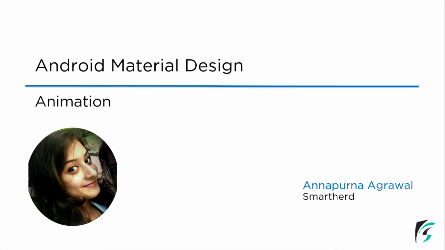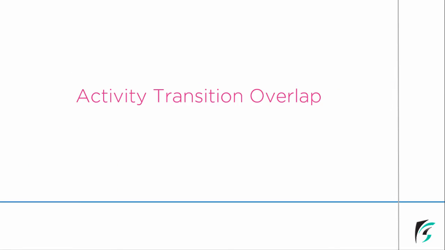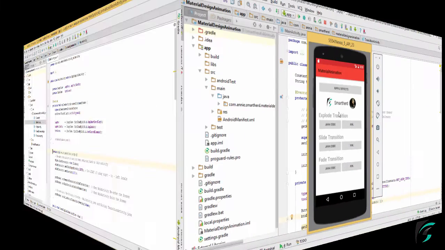In this video, I will be sharing a few tips on activity transition overlap. This video will tell you about how to make the transition between the activities more beautiful and smoother. So let's switch to Android Studio and see what the previous app we had made was and what small little changes can make it more beautiful. Let's switch to Android Studio.